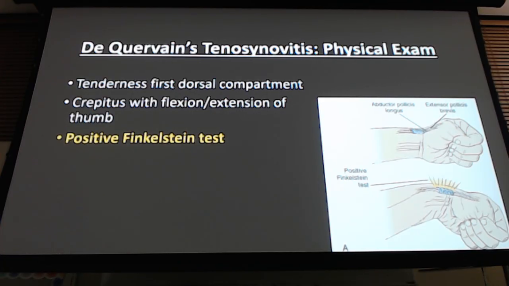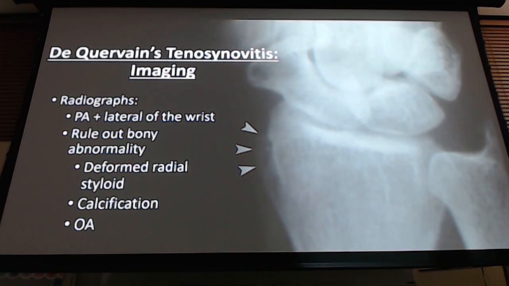Okay? Do you think you're stretching the APL and EPB and causing compression? Yes. So that reproduces their pain because you did it properly, and they're not flexing at the wrist. Okay? Then that is de Quervain tenosynovitis. You good with that? So it is ulnar deviation. Don't worry, somebody will get it wrong.